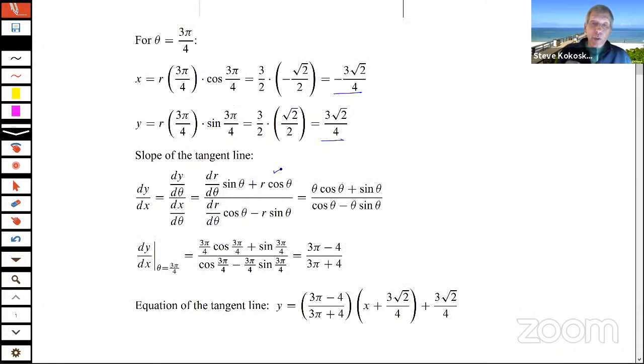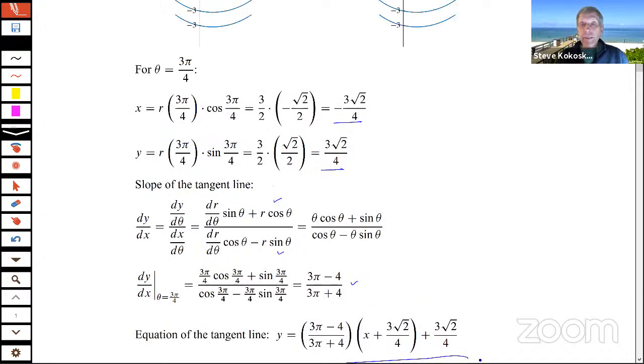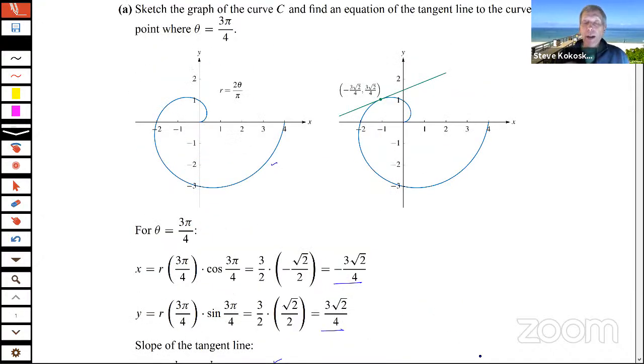This is using the 2 formulas that we talked about at the top of the show. And I need to plug in theta equal to 3 pi over 4, a common angle, so I know the sine and the cosine there. I found the slope of the tangent line. And boy, that's an ugly looking tangent line, but there it is. And there's my graph up there. So I feel pretty good that I found the right slope, that I've got the right equation of the tangent line. That's kind of cool.